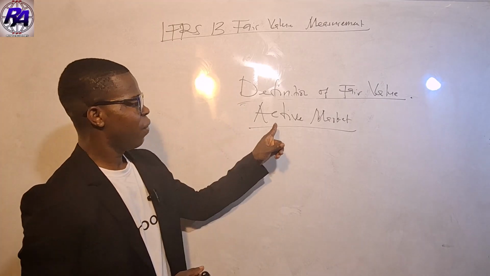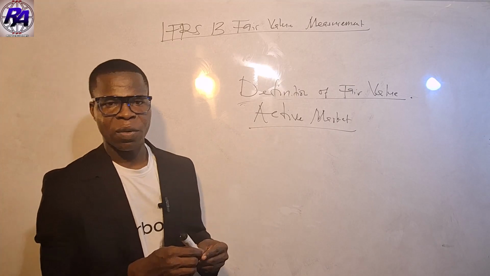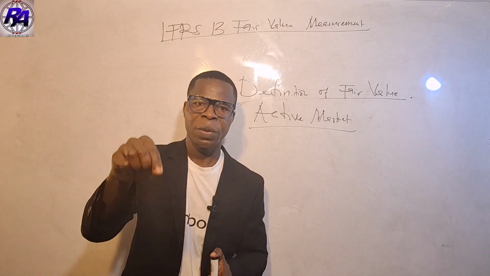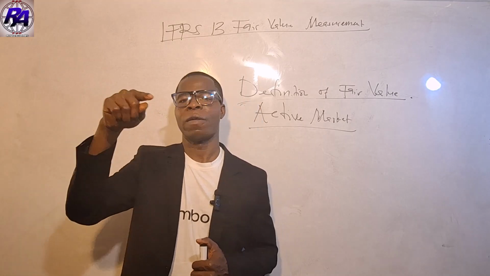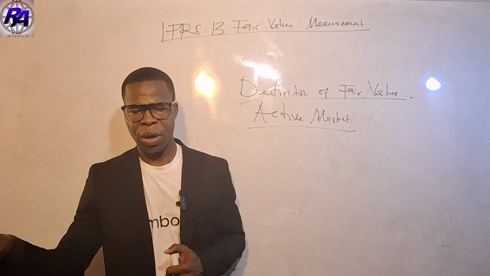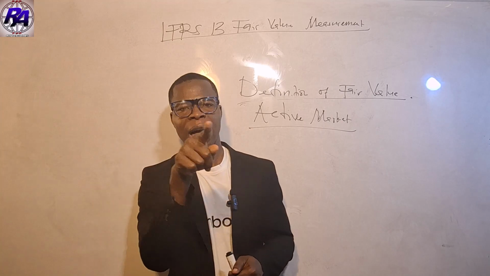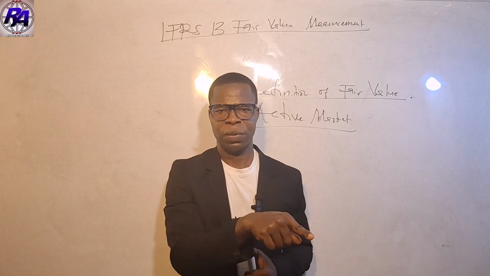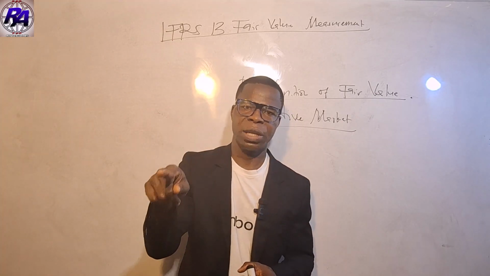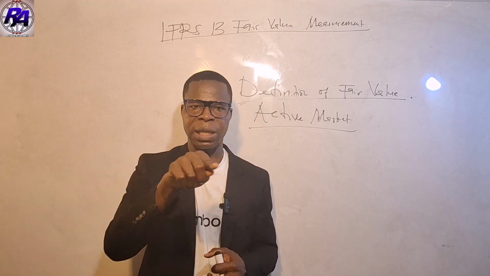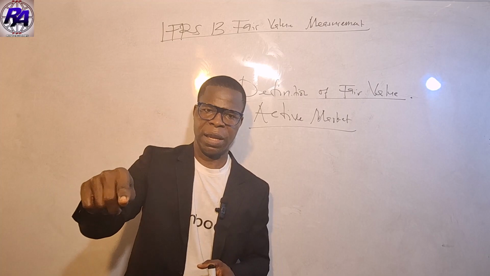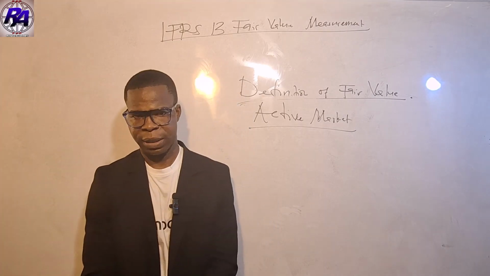Now, with this active market, there are sometimes where we can have observable information about an item of asset or a liability, and there are sometimes you cannot have observable information. The important thing here is that in each case, we want to ascertain the fair value of an asset.